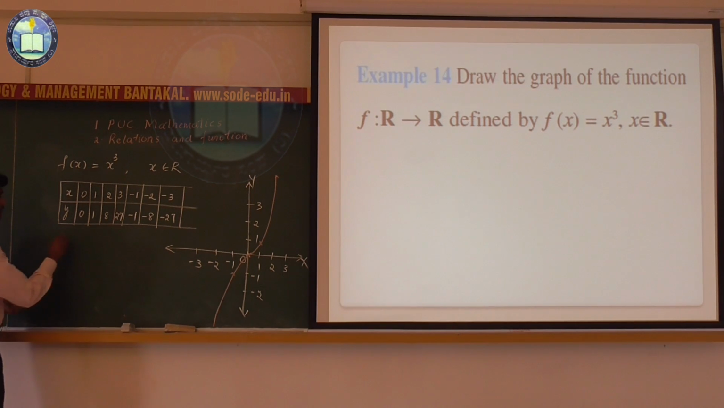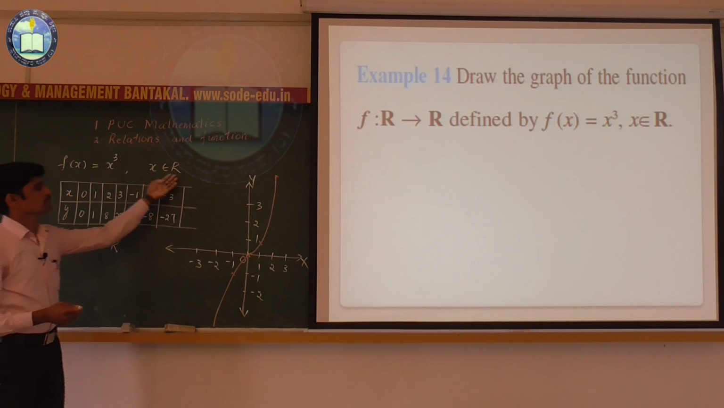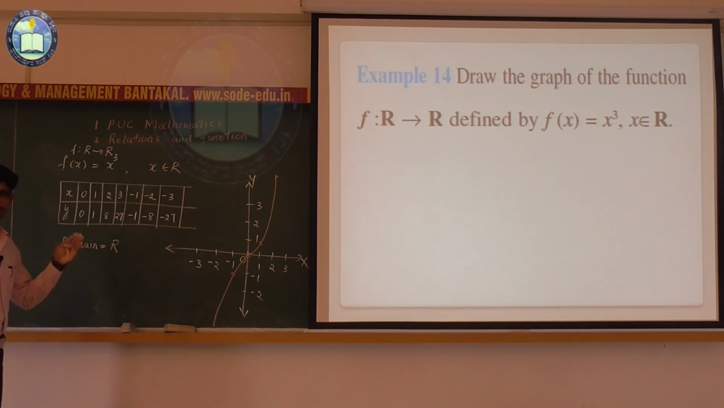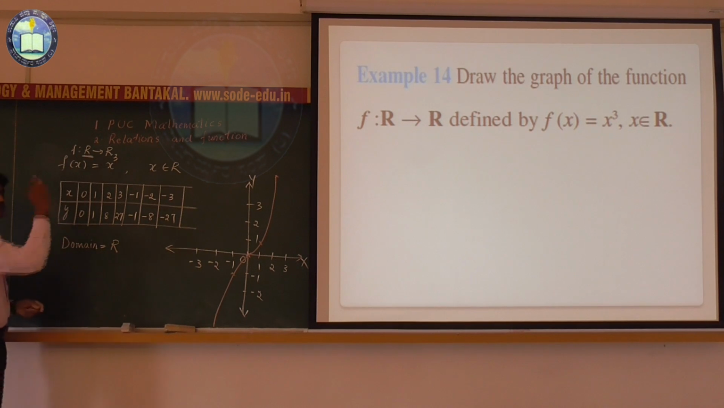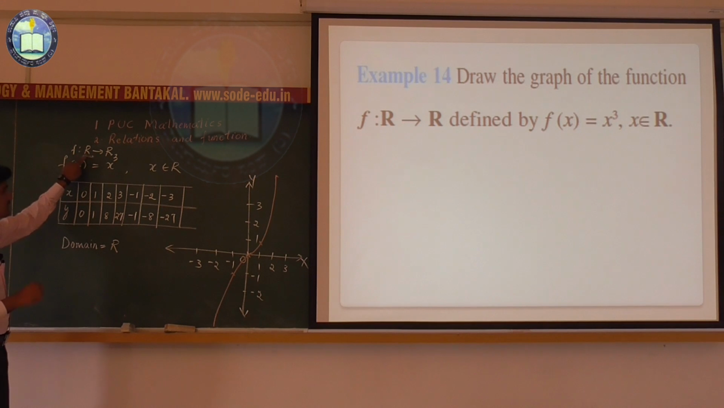What is the domain of this function? Domain is equal to, we can give any value to x. Therefore, the set of real numbers is the domain. In fact, this function f is defined from R to R. Whenever we say it is a function, all the elements in the first set must have an image. Therefore, all the elements in the first set of a function form the domain. So the first set itself is the domain of a function.